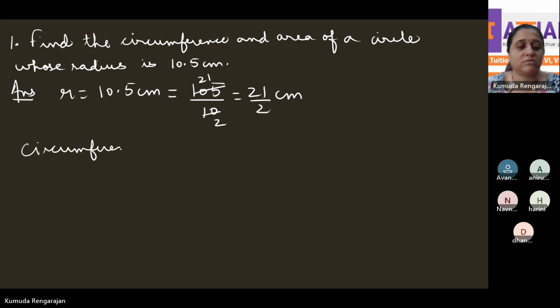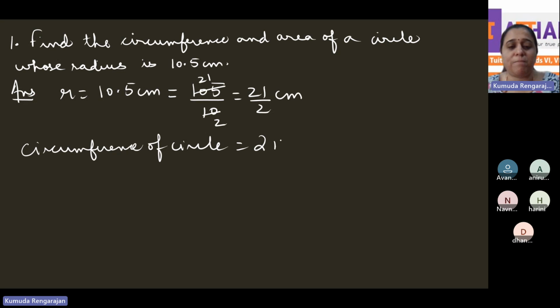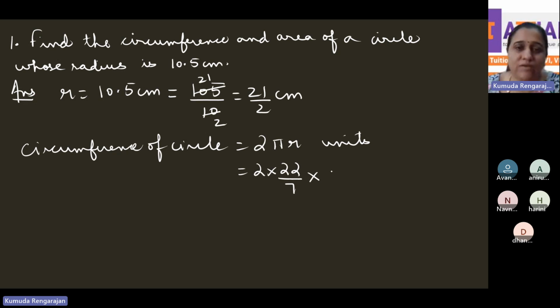Circumference of circle is equal to 2 pi r units. This is the formula, 2 pi r. That is 2 into the value of pi, which is not given, so you can take it as 22 by 7 into r. You can take 10.5 if you want. If you're scared of decimals, you can take the fraction 21 by 2. It's your choice.